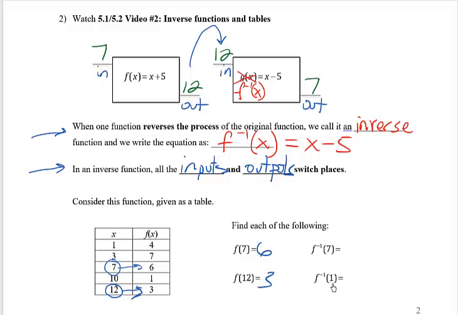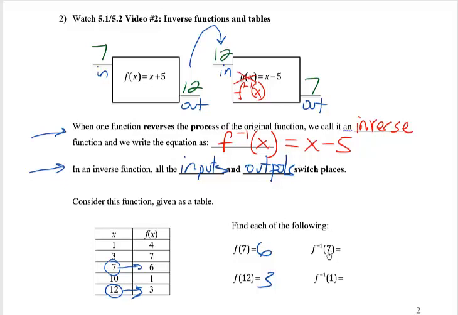Okay, now these next two are a little bit trickier. Now I'm being asked to find f inverse of 7. The problem is I don't have a table for the f inverse function. All I have is a table for the original function. So I'm going to have to think a bit creatively here.